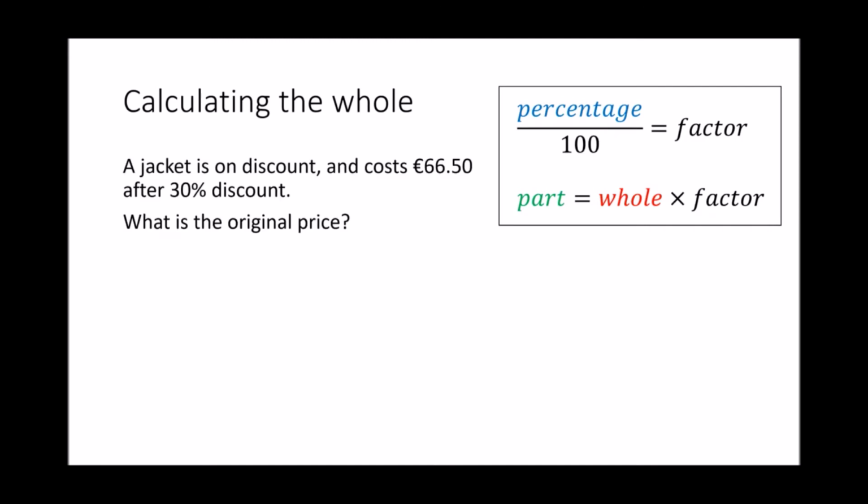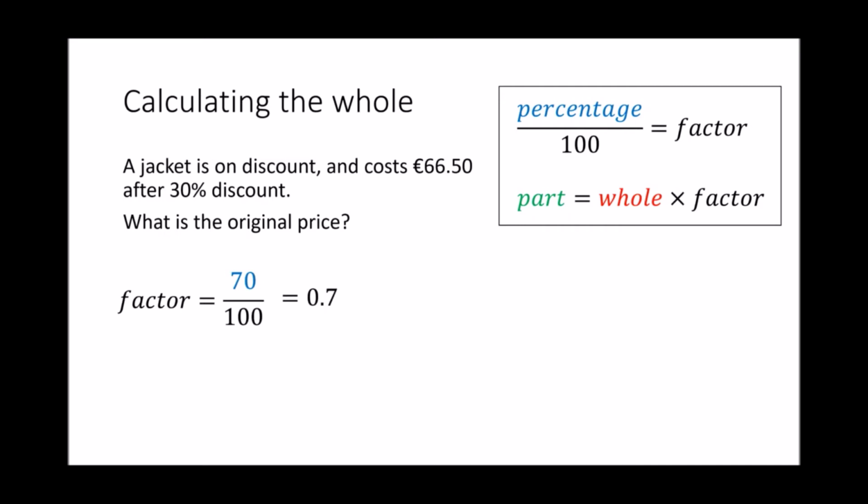So suppose the jacket is on discount and costs €66.50 after 30% discount. And we want to know the original price. We want to know the 100%, the whole. We know the percentage because we still pay 70% after 30% discount. From that, we calculate the factor using the first formula. So my factor is 70 divided by 100, so 0.7. So 0.7 is the fraction of the price that I still pay. And I can fill this into my second formula.